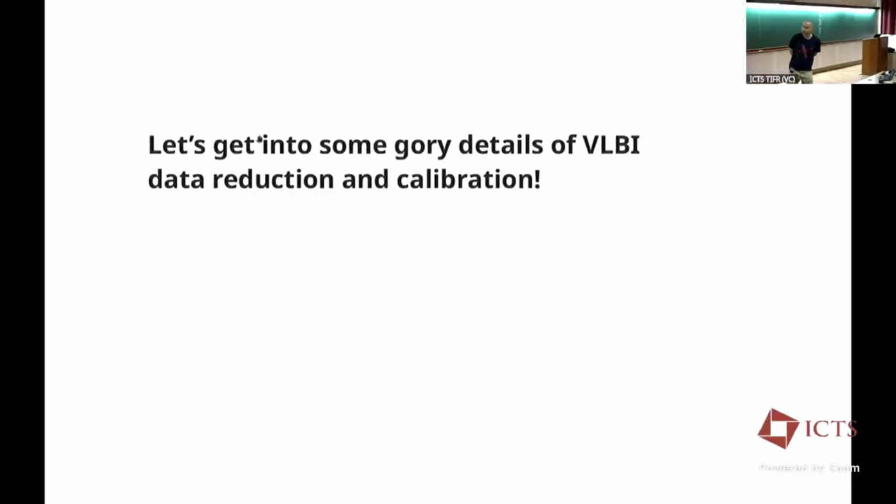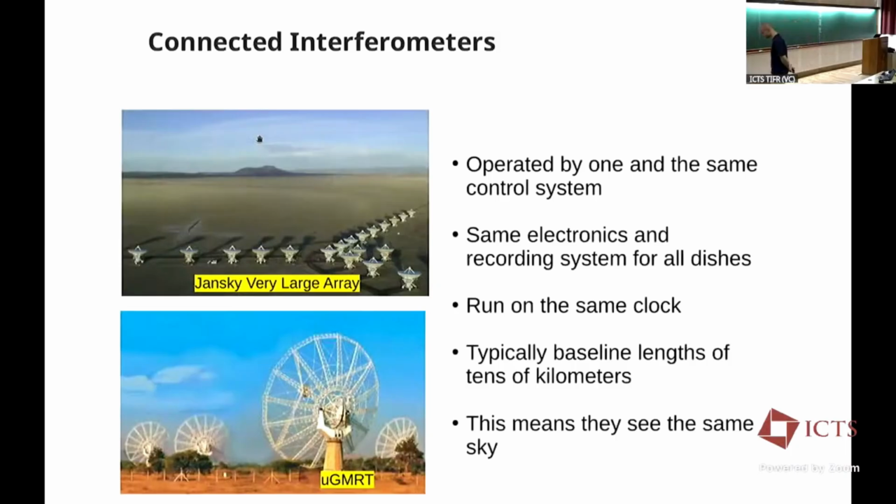Now, so much for the intro to why we actually want to do VLBI and why we want to do VLBI on FRBs, all about localization and local environment. But let's actually look at how VLBI works. Just to compare, first of all, connected interferometers like the GMRT or VLA, those systems are connected because they typically all run on the same clock. They run all through the same electronics. The baseline length of some tens of kilometers means that all of the dishes see the same part of the sky.